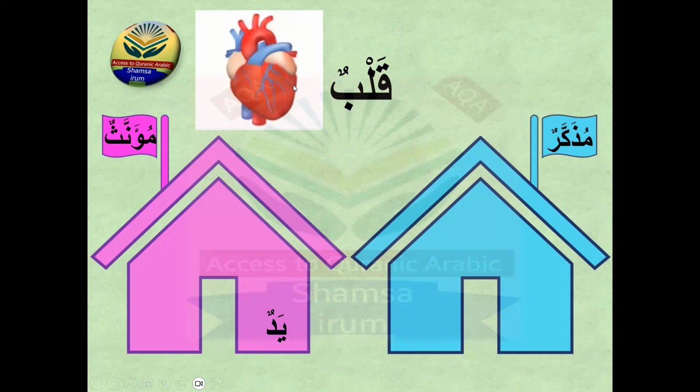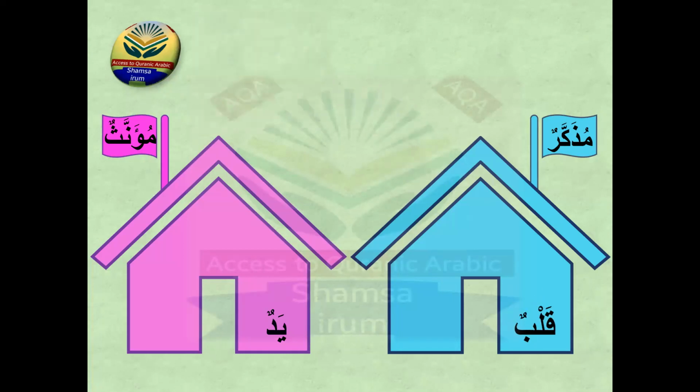So we have to think about now, is it in pair or is it only one? Of course, everybody has only one heart in a human body. So it's only one. It's not in pair. So it should become in the masculine house.